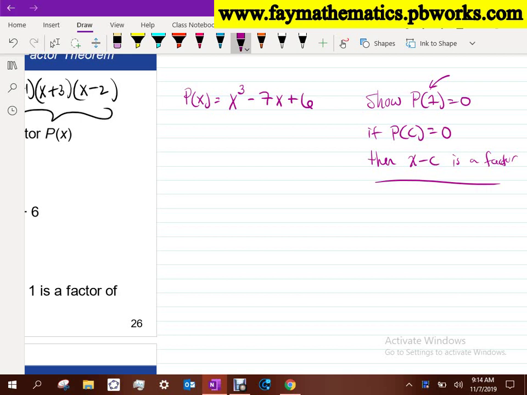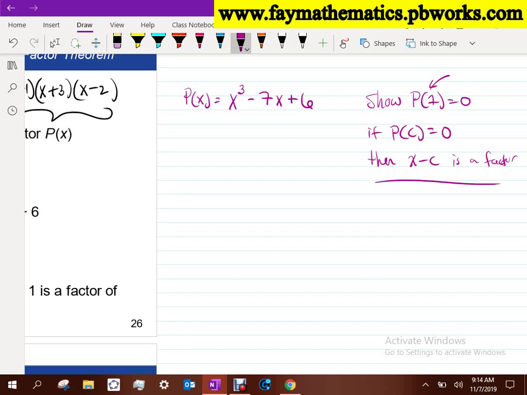If P of C is equal to 0, so you evaluate at some X value C, and if it gives you 0 back, that means the Y value is 0. So the X that you chose, the C value, is paired with the Y value of 0. Graphically, that's an X-intercept. And algebraically, that's a factor of your polynomial.